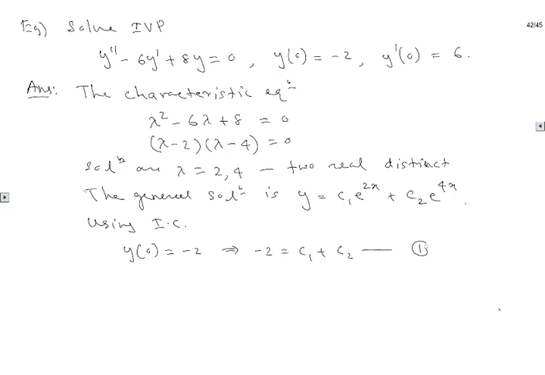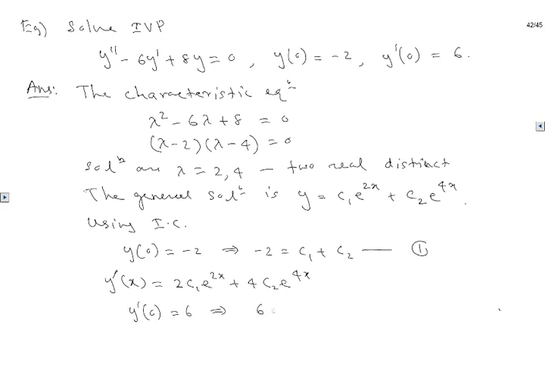Now we have to use the derivative, so we take the derivative of the solution. y prime of x equals 2c1 e^(2x) plus 4c2 e^(4x). That's easy to take the derivative. Now we can use the condition again, y prime of 0 equals 6.